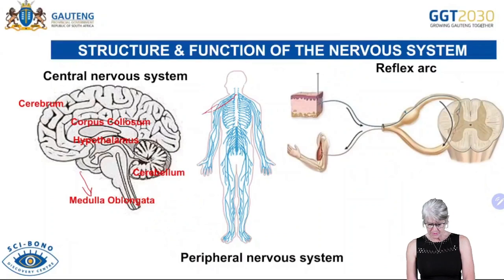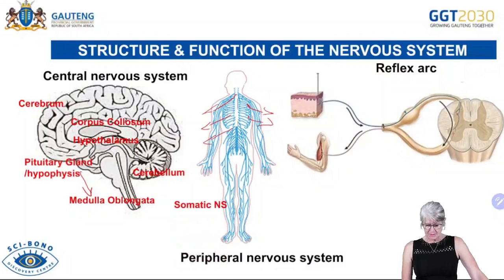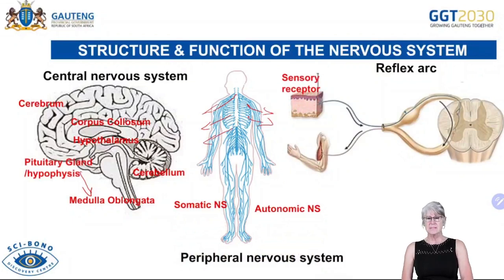All right, then if we look at the peripheral nervous system, we can see from the central nervous system all the nerves, the blue nerves that are branching off, that is known as our peripheral nervous system. Okay, and then we have a somatic nervous system. Remember, that is the nervous system that carries out voluntary actions or functions. And then we have the autonomic nervous system that carries out functions automatically, so we don't actually have to think about it.